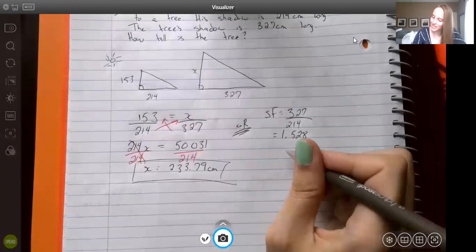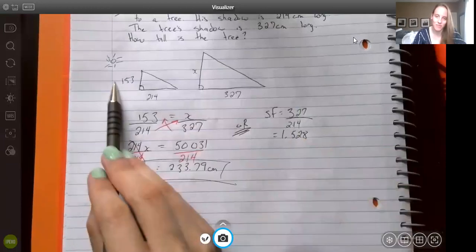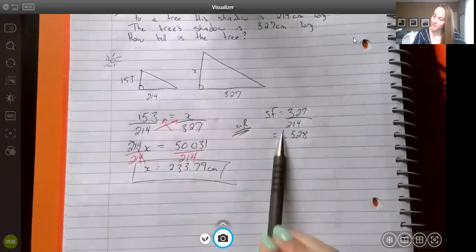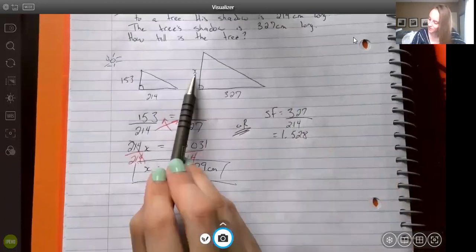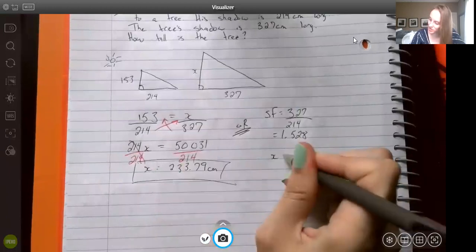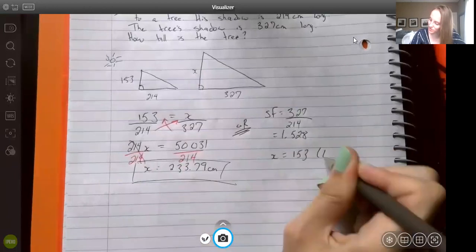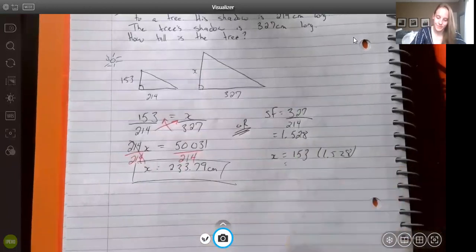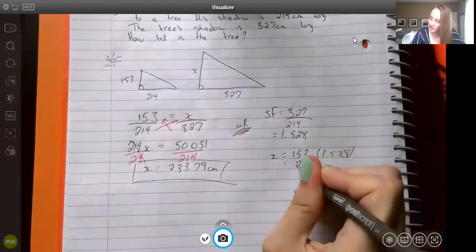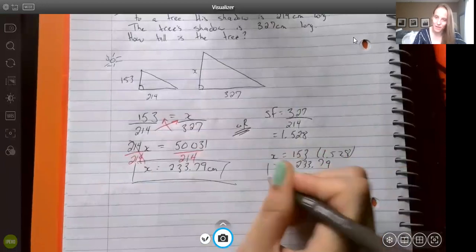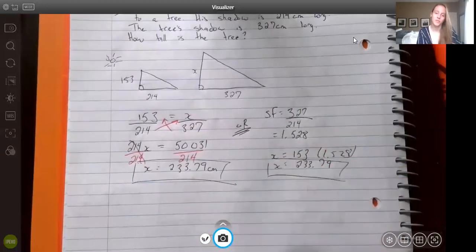So what we're going to do next is take the corresponding side of our original, so in this case the 153, multiply it by our scale factor in order to get x. So x is just going to be 153 times 1.528, which is once again 233.79. So either way, regardless of what method you use, you should get the same answer.